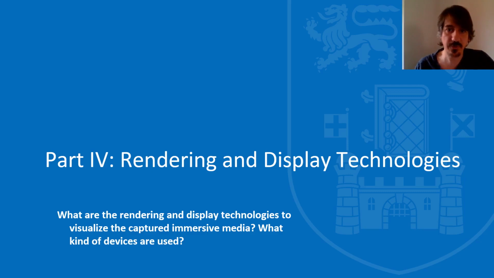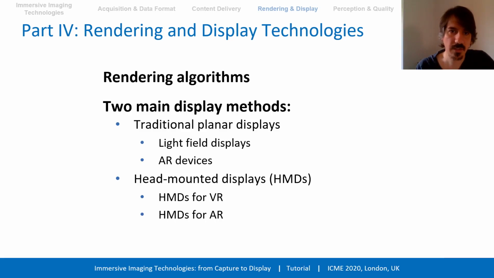In this part, we are first going to see the main rendering algorithms used to visualize immersive imaging data, and then see some examples of displays specifically designed for immersive imaging. So here is the outline for this part. First, we will see the different rendering algorithms corresponding to the different imaging modalities considered in this presentation: light fields, omnidirectional imaging, point clouds, and texture meshes. Second, we will introduce display technologies, which we will divide into two categories: planar displays and head-mounted displays.